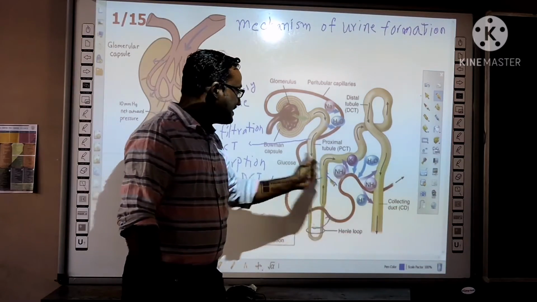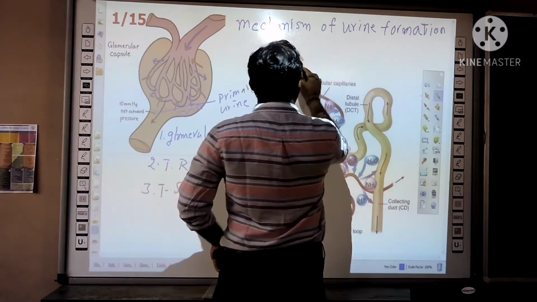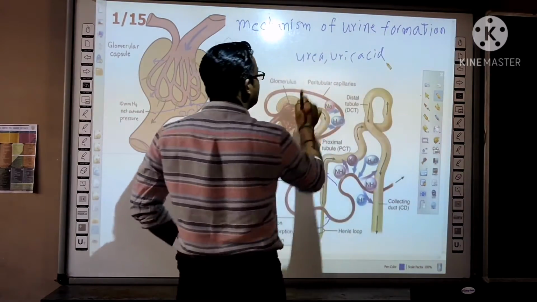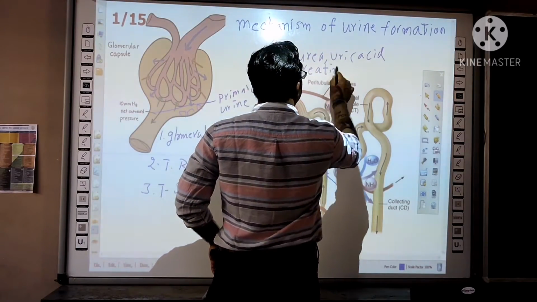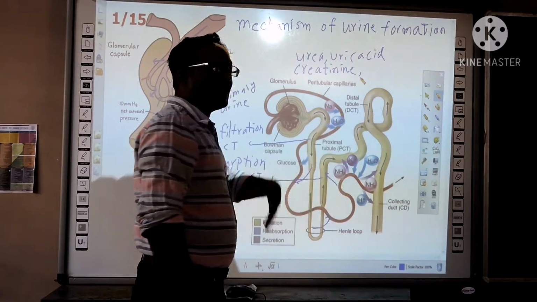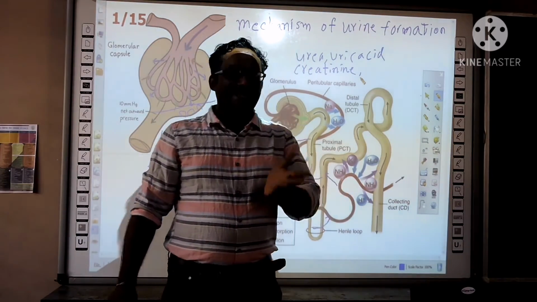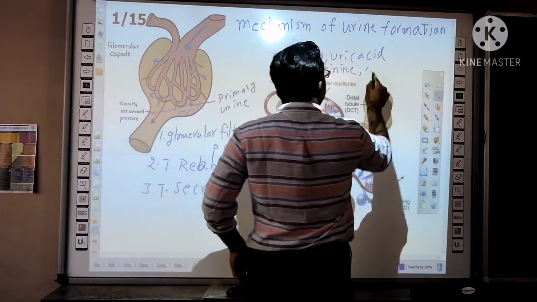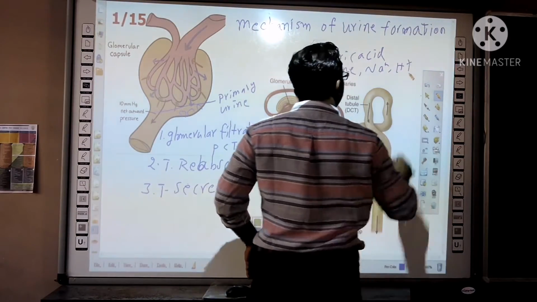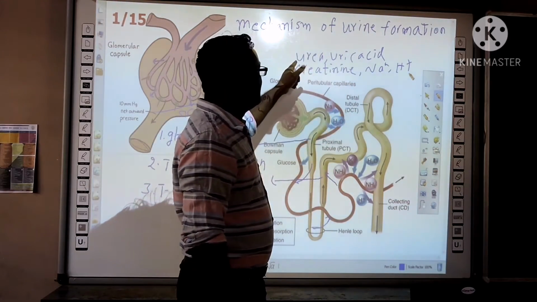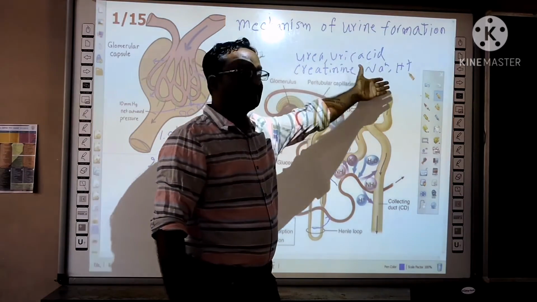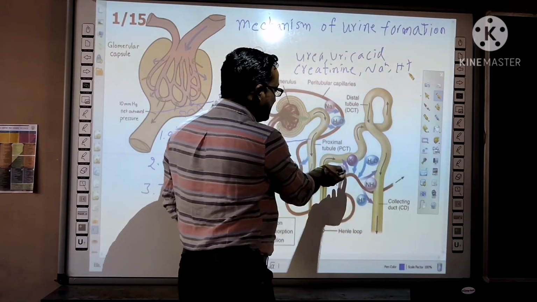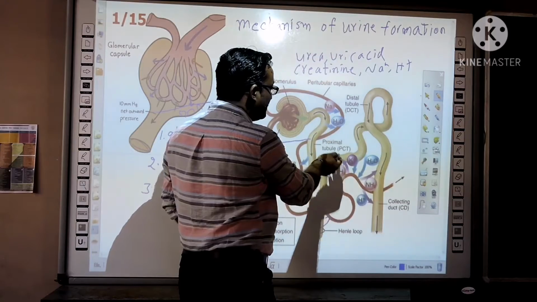So what is separated? Nitrogenous waste like urea, uric acid, creatinine, and the excess ions, including hydrogen ions, calcium ions and sodium ions. So they are also excreted. So nitrogenous waste like urea, uric acid and creatinine and some ions are all removed from the blood and secreted from the peritubular network to the distal convoluted tubule.